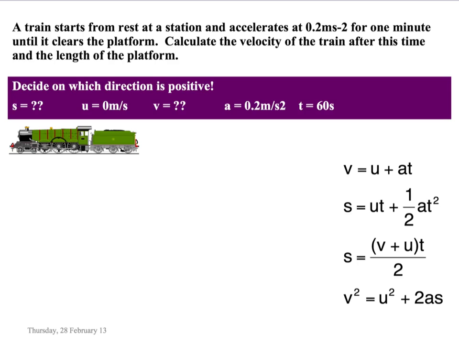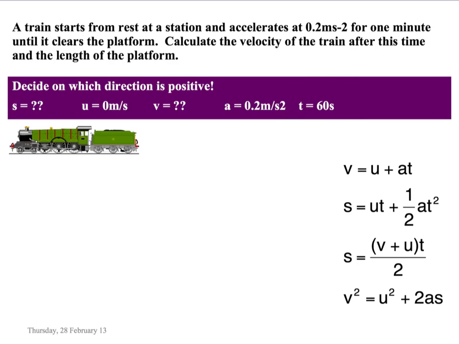So first of all, S is the length of the platform, which we need to actually find out. It's a displacement. V, we're asked to find out the velocity of the train at the end of the platform, so it's the final velocity, so that's V. So what other things are we actually given? Well, we're told that the train starts at rest in the station, so that means the starting velocity U is 0 meters per second. We're told that the acceleration is 0.2 meters per second squared, so I can write that in here. And we're told that it travels for 1 minute, or it takes 1 minute to travel along the platform. And of course that needs to be in seconds, so our time is 60 seconds.